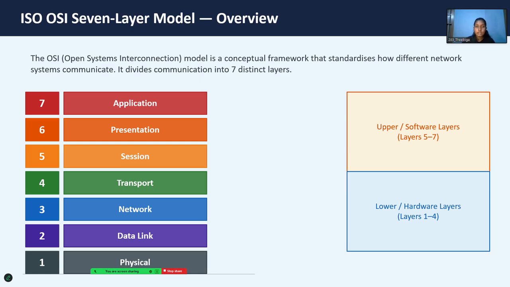The diagram on the right reinforces the key distinct layers. Layers 5 to 7 are the upper software layers closer to the user, while layers 1 to 4 are the lower hardware layers dealing with the physical movement and routing of data.